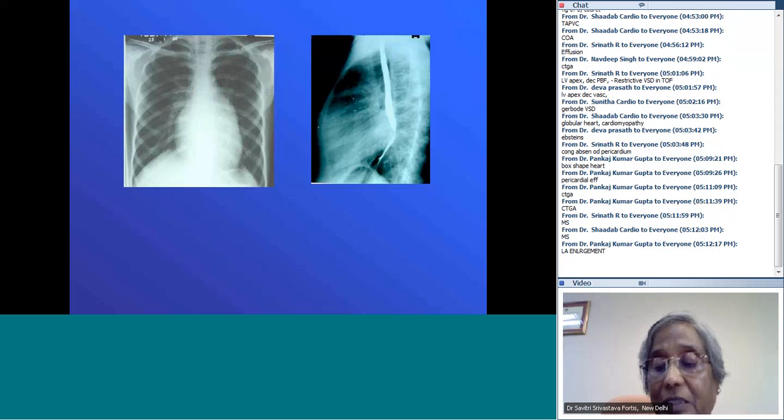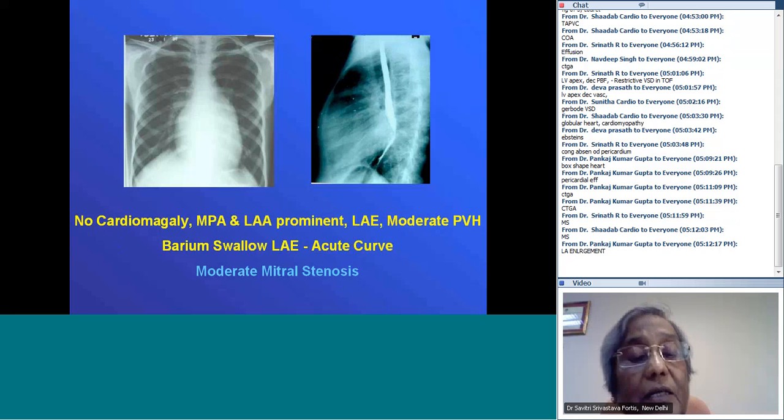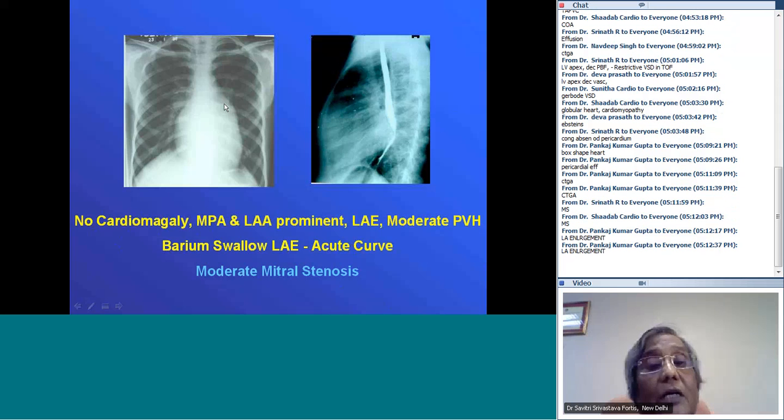You should say no cardiomegaly, prominent main pulmonary artery, left atrial appendage prominent. This is the appendage area because it's much below the left main pulmonary artery. So what comes below the main pulmonary artery is the left atrial appendage, and left atrial enlargement with some prominence of the upper lobe vein, and the barium swallow shows an acute curve.